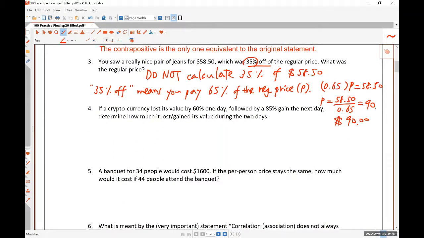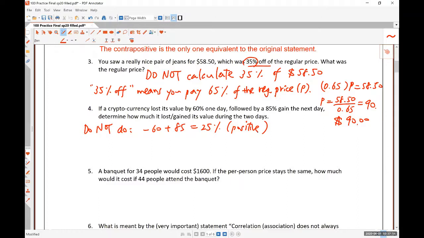Okay, next, number 4. You have a cryptocurrency that lost its value by 60% one day, followed by 85% the next day. Again, do not do negative 60 plus 85 is 25% positive. Oh, great, I think you have increased your value over the 2-day period. You can't do that because, again, the percentages are not based on the same number.